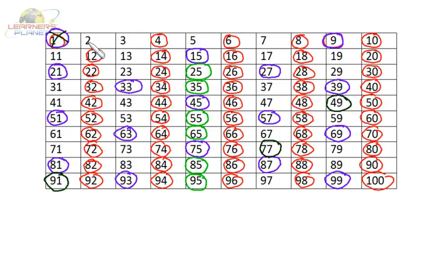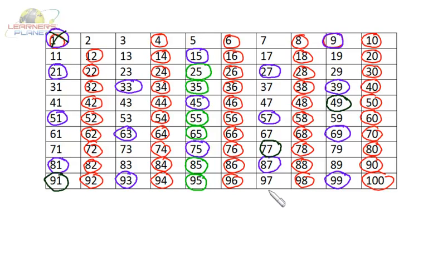Okay. So 2, 3, 5, 7, 11, 13, 17, 19, 23, 29, 31, 37, 41, 43, 47, 53, 59, 61, 67, 71, 73, 79, 83, 89, 97. All of these are prime numbers. Okay. Now various questions are asked about prime numbers.